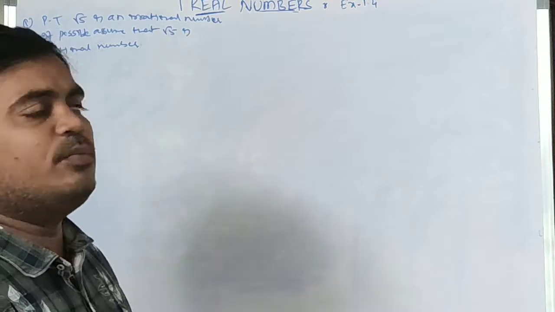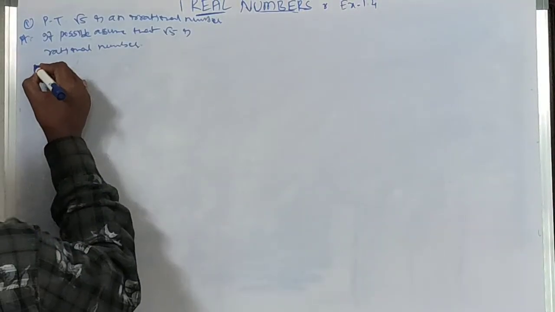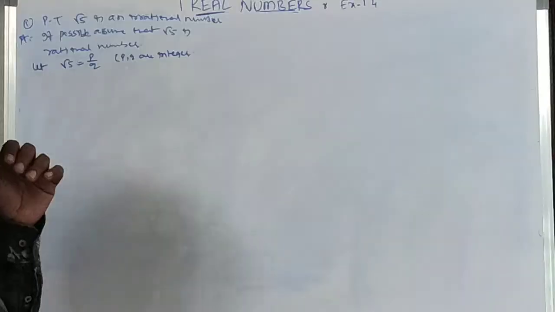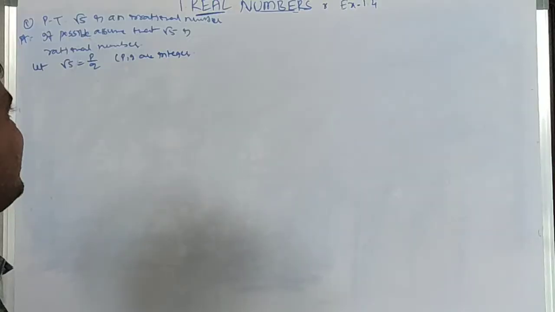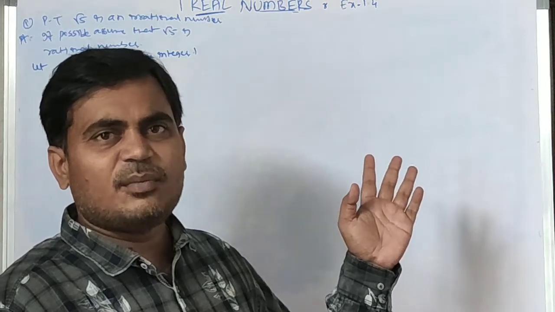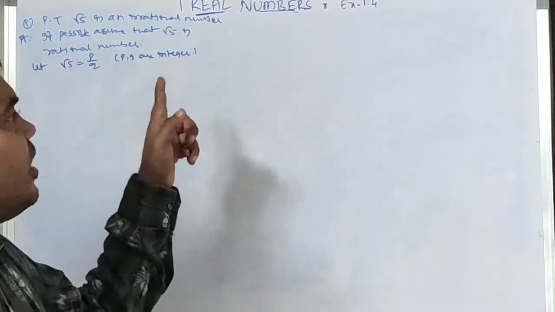Every rational number can be represented in the form p by q. So let root 5 equal p by q, where p, q are integers. We assumed that root 5 is a rational number, so that's why I am taking root 5 equal to p by q.